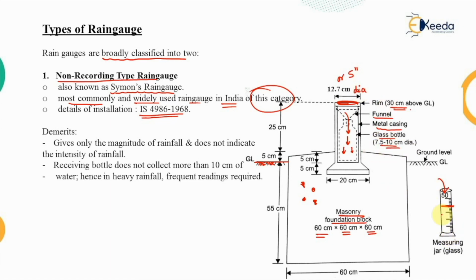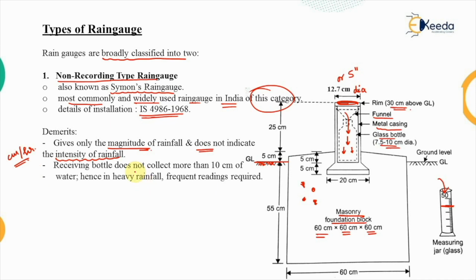So we will be getting the level of the water, but in what duration, that we will not be getting. So that means this method gives only the magnitude of the rainfall, but it does not indicate the intensity of the rainfall. That means it does not give the centimeter per hour of the rainfall, that in 1 hour how much centimeter of the rainfall has fallen. That is not revealed by this method.